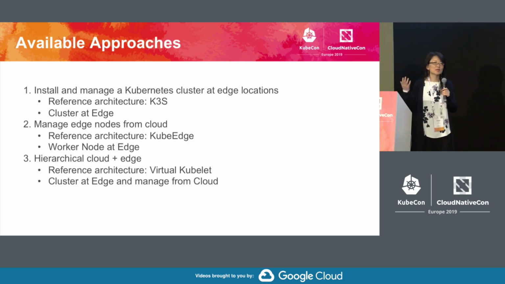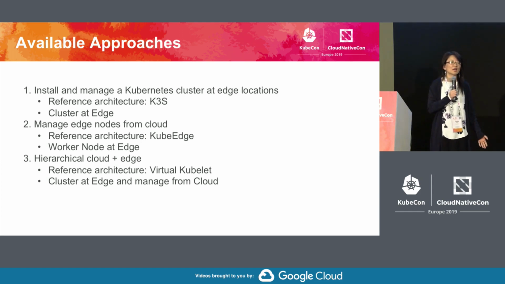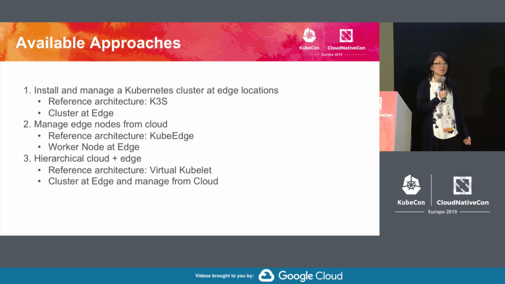So in summary, as I mentioned, there are 3 kinds of architectural approaches. We listed out some reference architecture. For example, you all heard about Rancher K3s. In our mind, that's the way you run a whole cluster at the edge. It's lightweight, and as an IT admin, you can manage your resources and schedule your applications there.